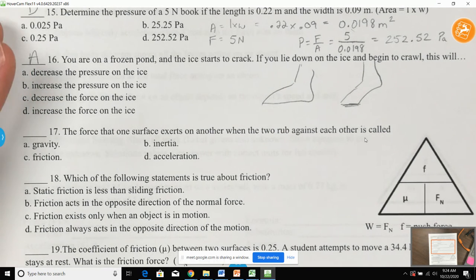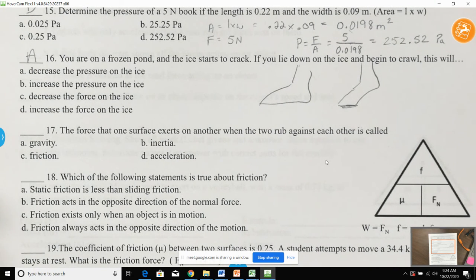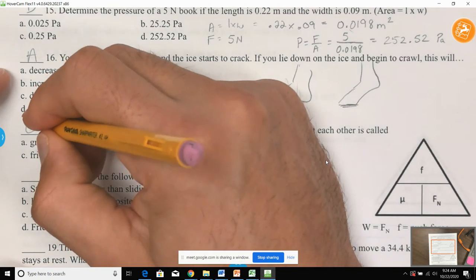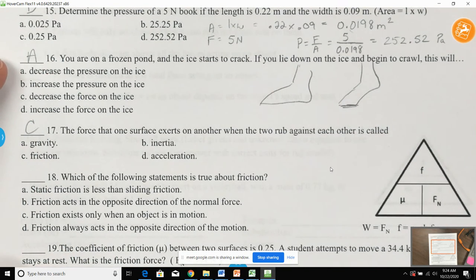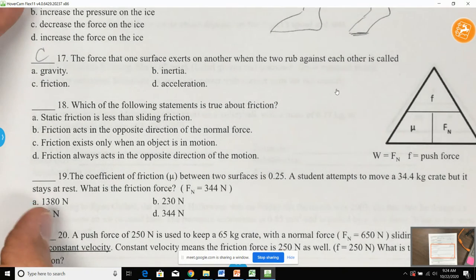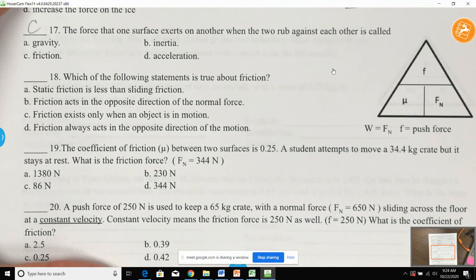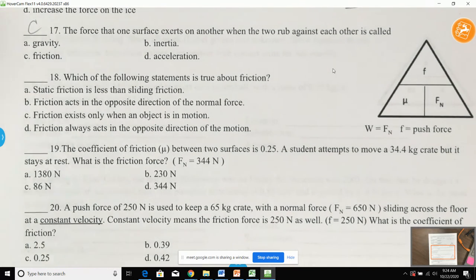Okay, what is the force that one surface exerts on another when the two rub against each other? Friction. You are right.